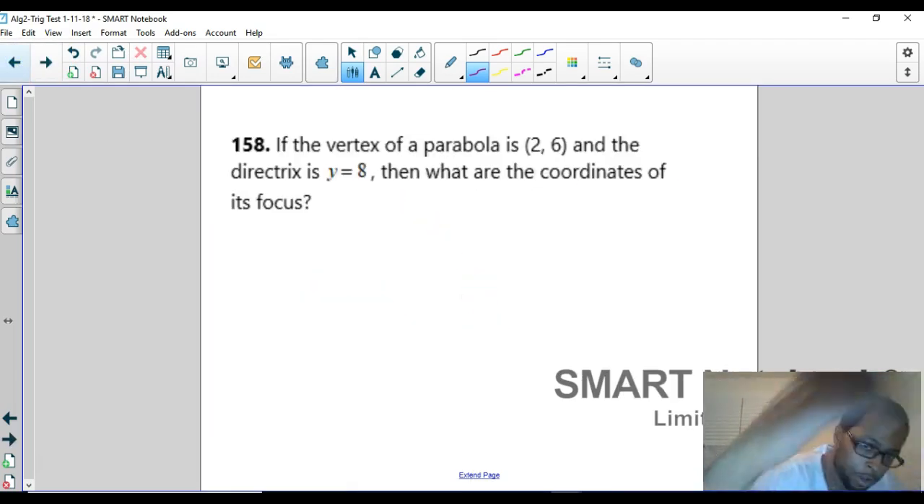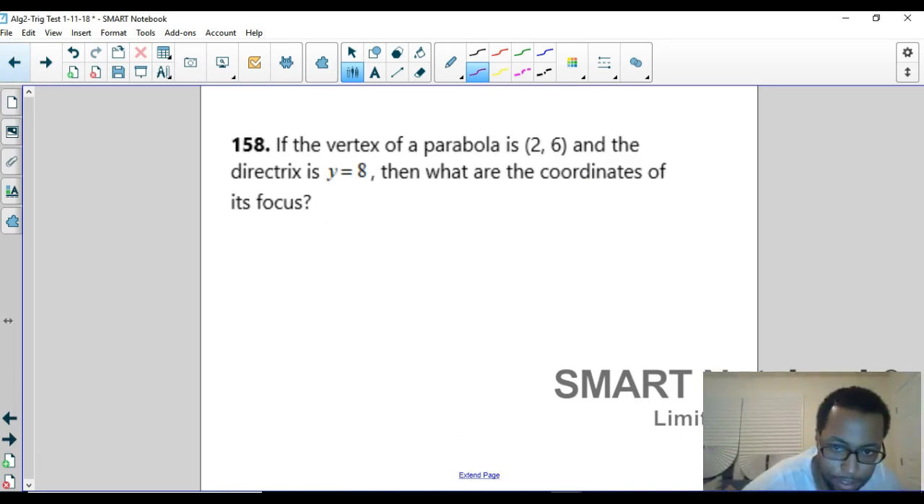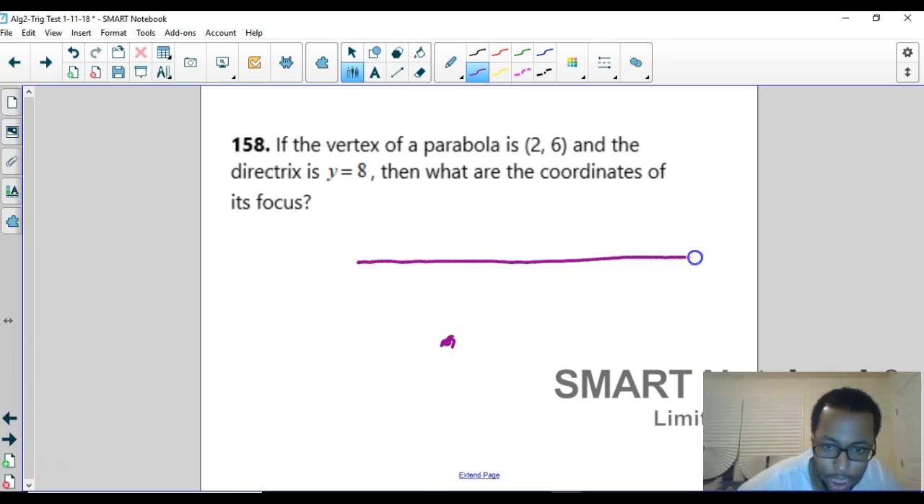So I'm going to go back through. Okay, again, we talked about this. The parabola is 2, 6. So 2, 6 is here. The directrix is y equals 8, which is going to be up here. We just talk about the distance between the two. So from 8 to 6 is 2. So it's going to go down 2. So the focus is going to be here. And the focus is going to be 2, 4.